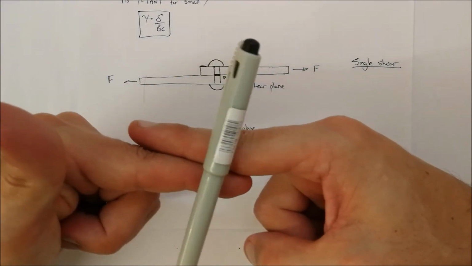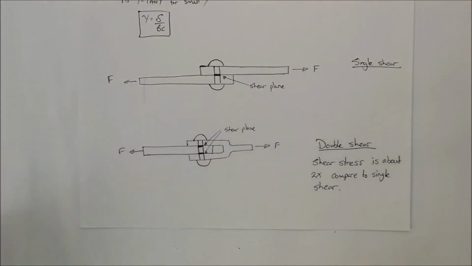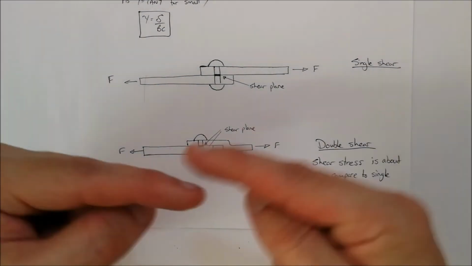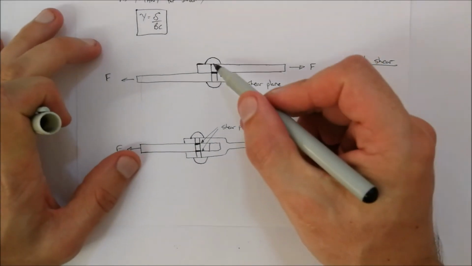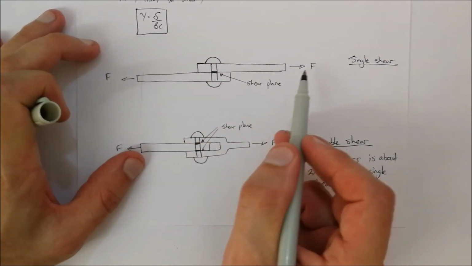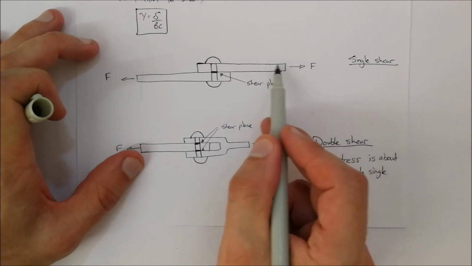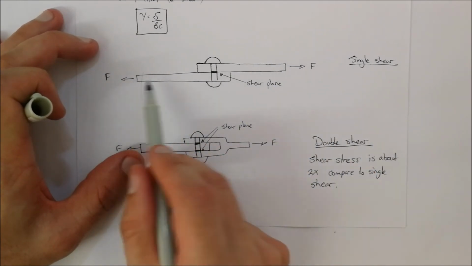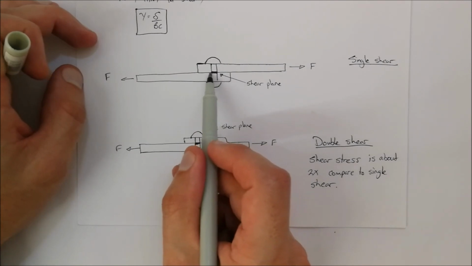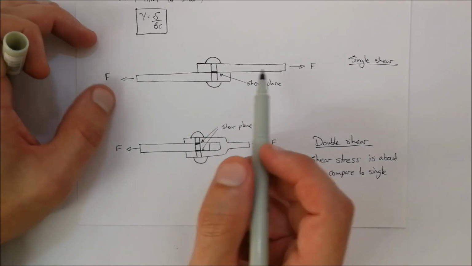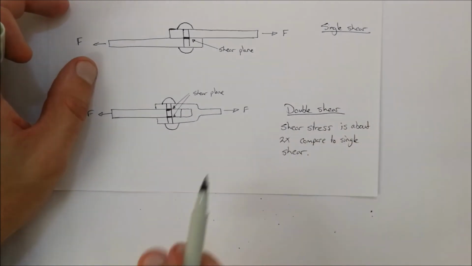Okay, and that pin is preventing the movement of the two materials away from each other. So obviously, as you can see over there, if you've got a pin going through these two materials, and one is acting with a force in that direction and the other is acting with a force in that direction, it will shear on that pin at that specific position. Okay, so that's known as a single shear.